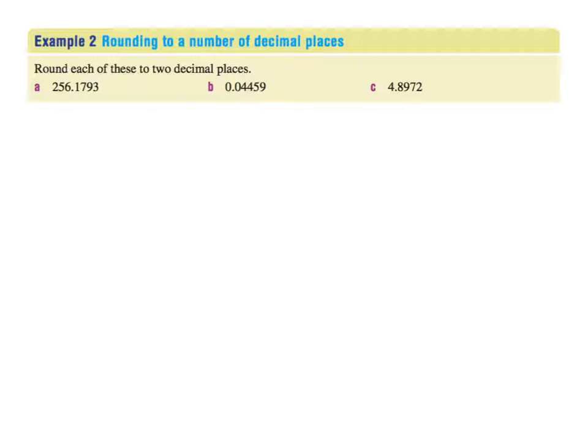In this example, we are going to round each of these numbers to 2 decimal places. So if I go ahead and do that, I'm basically wanting 2 decimal places at the end of all of these answers. So some people like to draw a line to signify how many decimal places you're going to have.